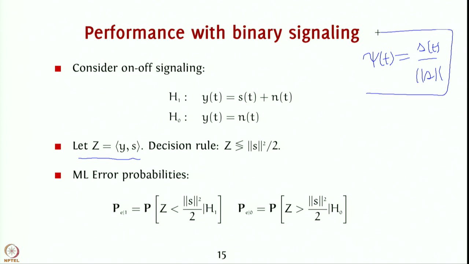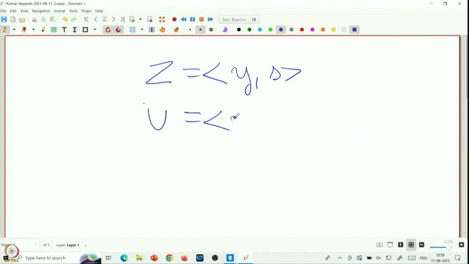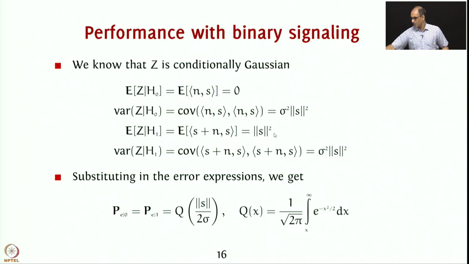If you remember, we mentioned that psi of t, a normalized version of s of t, can also serve as a decision mechanism. If we defined z as the inner product of y comma s, instead define u to be the inner product of y comma psi. This gives another metric u, which is the same as z upon norm s. It makes no other difference. But if you repeat the analysis with u, you will get some slightly different relationships.